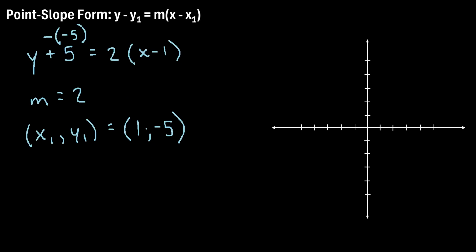So first, let's graph the point 1, negative 5. So here's our origin. We go over 1 and down 5. 1, 2, 3, 4, 5, right about here.